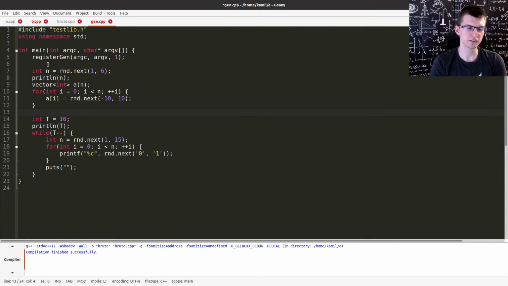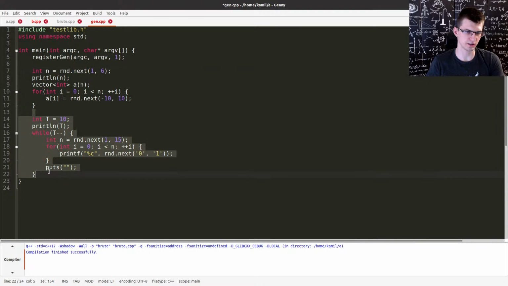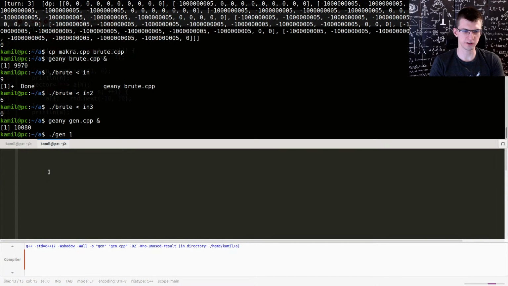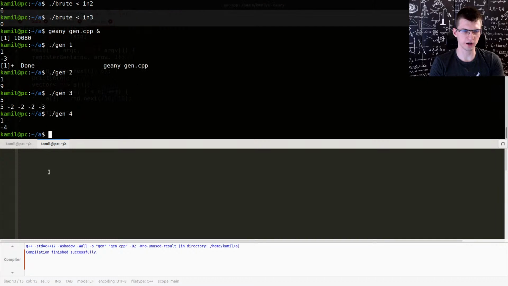I will generate tests with random costs from -10 to 10, and n is always up to 6 for now. If all tests will be correct, then I will increase this value for n. When I run this generator, it will create different tests for different seeds from the argument.